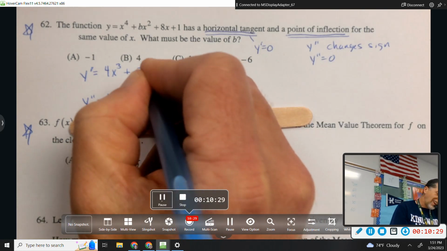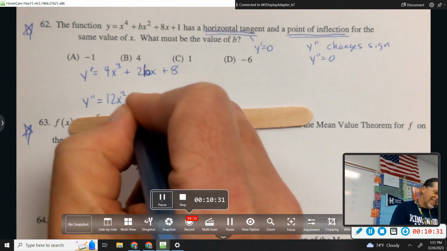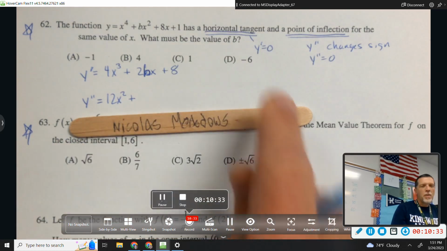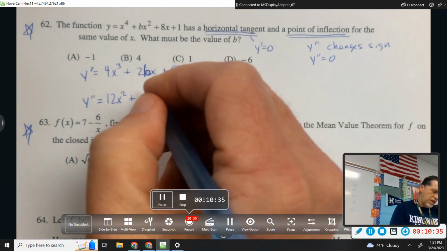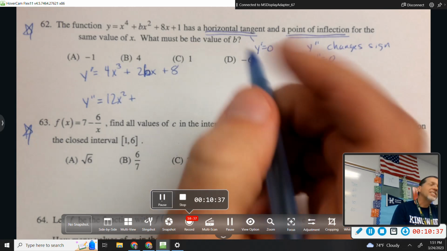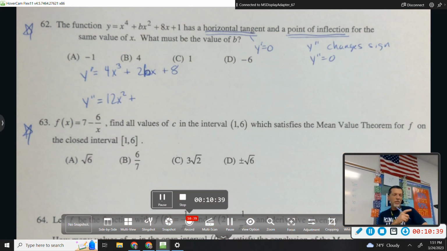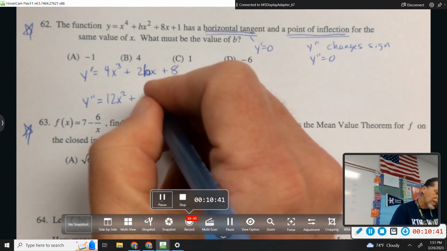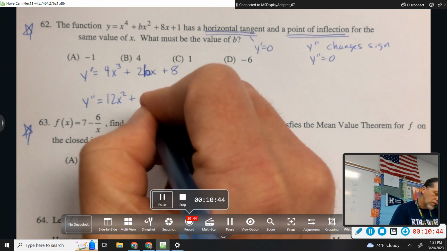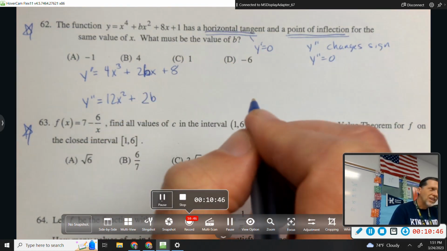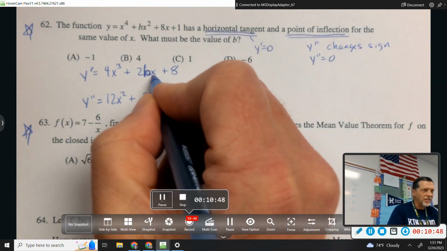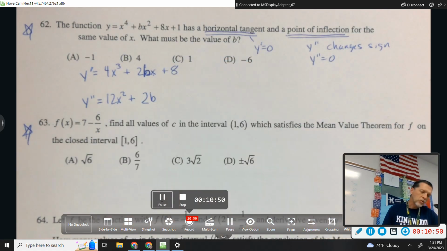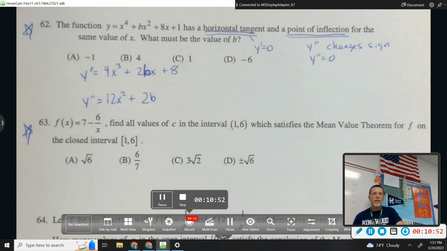Sorry. 2b. No, b's a constant. B is a constant, so I don't have to worry about it. So you're right to be thinking about that, but b is a constant. So just 2b, because we're taking the derivative with respect to x. Yes, okay. What must be the value of b? We want both of those things to be 0.